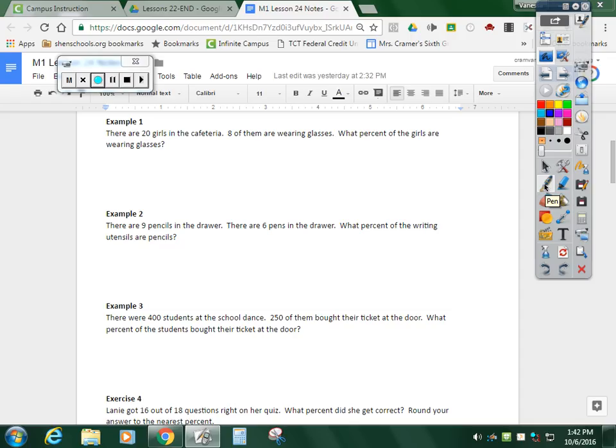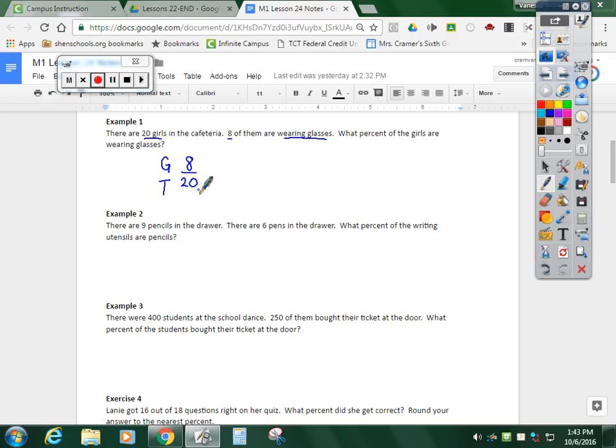So there's 20 girls. This is the total. 8 of them are wearing glasses. So I know that I can make a fraction, 8 over 20, and I'm going to label it. This is going to be glasses to total. Totals always go on the denominator of fractions.